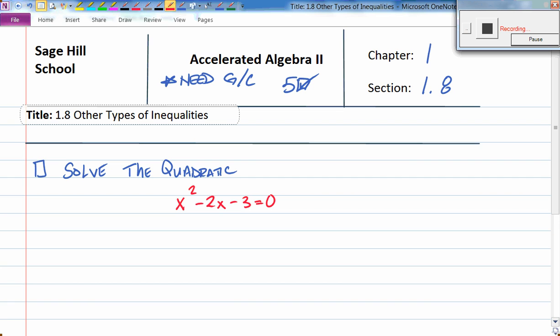Appreciate that. Today, 1.8, we're talking about other types of inequalities. So far, we have talked about how to deal with linear inequalities and absolute value inequalities. Today, we're going to talk about how to solve polynomial inequalities and rational inequalities. So, but the first thing is a little bit of review.